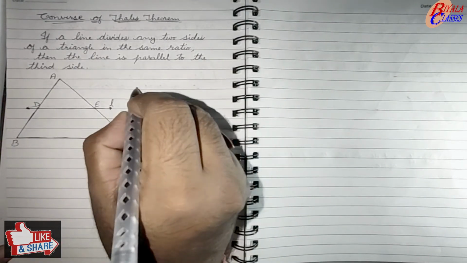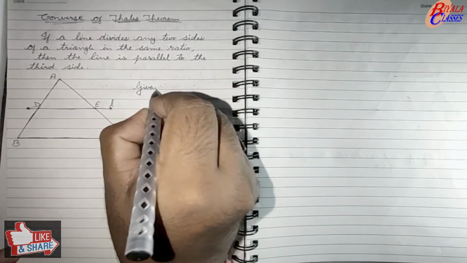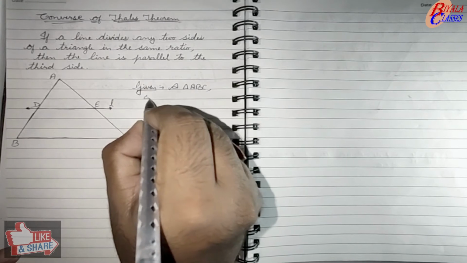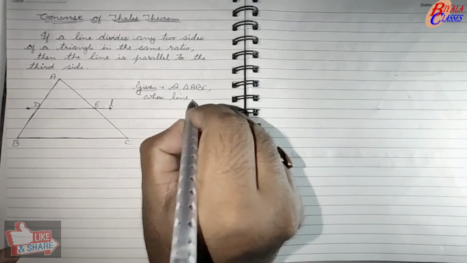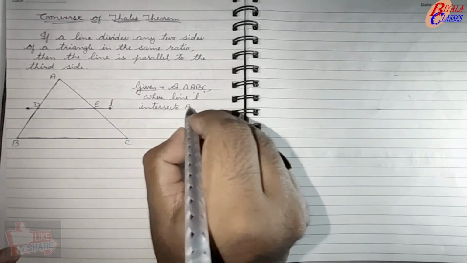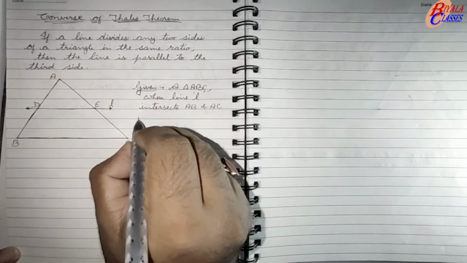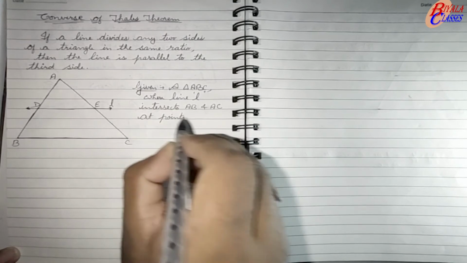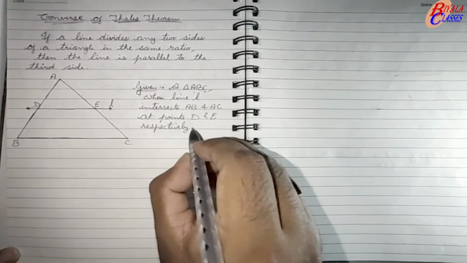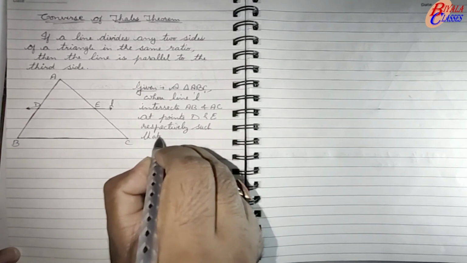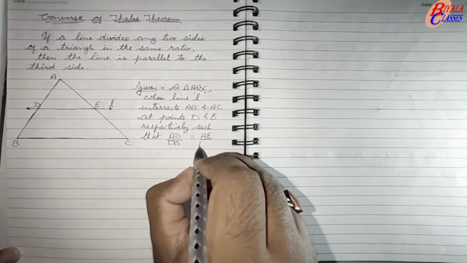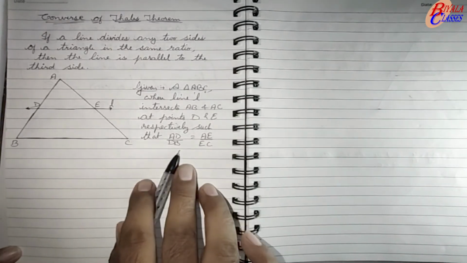So let's first write down what is given to us. In the given, we have a triangle ABC where line L intersects AB and AC at points D and E respectively, such that AD upon DB is equal to AE upon EC. So this ratio is given.